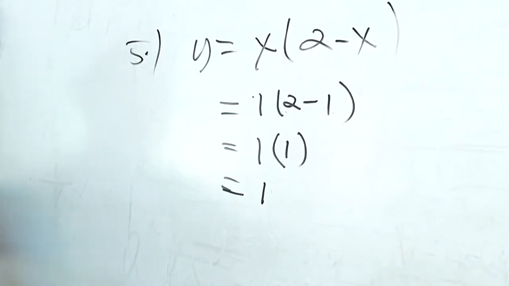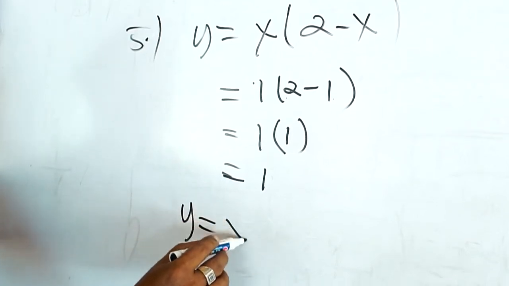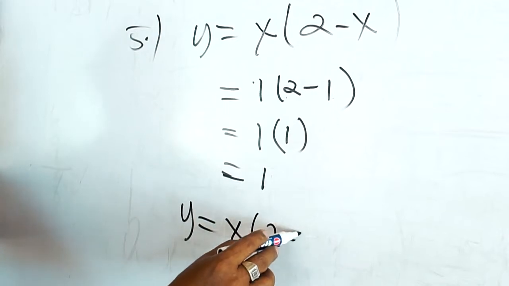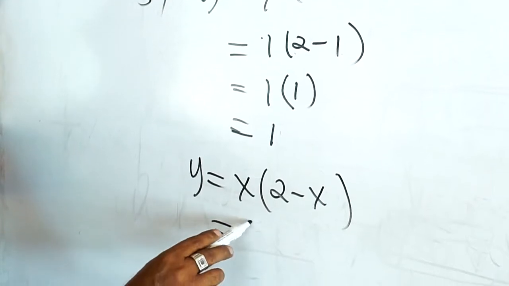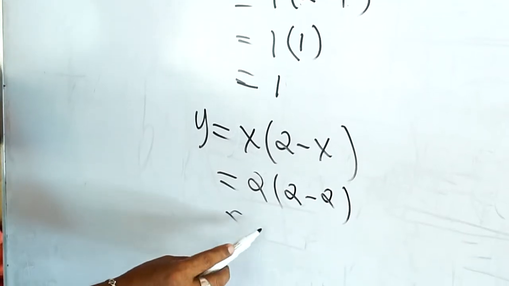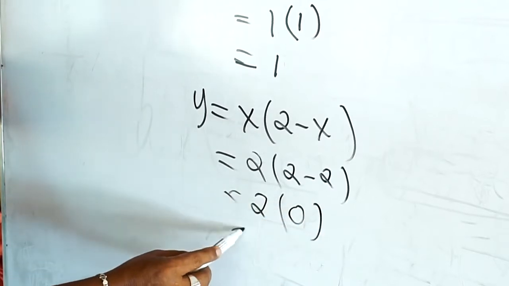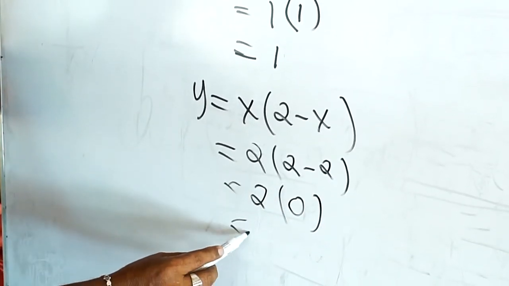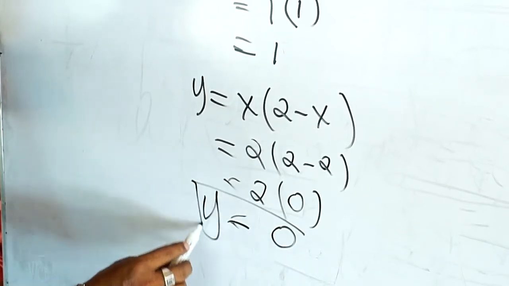Y is equal to x open quantity 2 minus x close quantity. Then for the second term, y is equal to x open quantity 2 minus x close quantity. Then the second counting number is 2. Then we have 2 minus 2. Okay, so we have here 2. Then 2 minus 2 is equal to 0. So we have 0 times 2. So the product is 0. 0 is the second term.